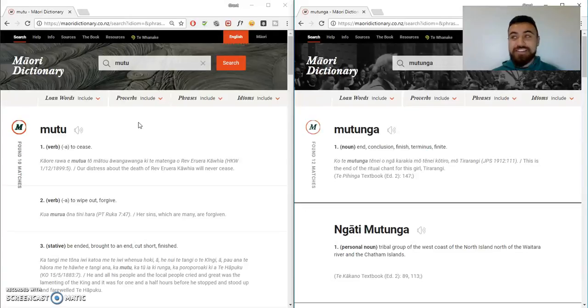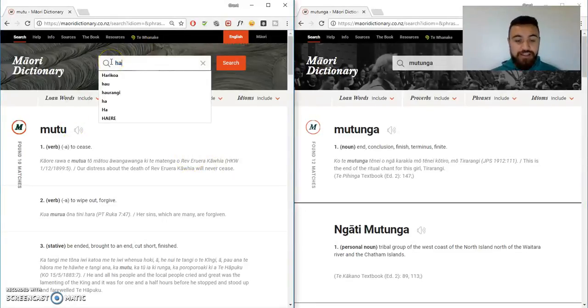So we've taken this word for finishing, to cease. In a sentence like, what have they got here? Our distress about the death of Reverend Eduardo Kaufia will never cease. So that's using that word as a verb. We add nga to the end of it, mutunga, and it becomes a noun. So the ending, the conclusion, the finish, that's what the derived noun of mutu is, or to end. So there's one.